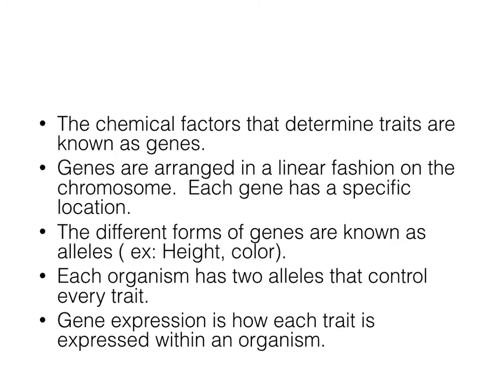The chemical factors that determine traits are known as genes. Genes are arranged in a linear fashion on the chromosome. Each gene has a specific location. The different forms of genes are known as alleles, and we're going to deal with alleles when we start talking about Punnett squares. So there are different forms of the traits, like tall and short, or in that last slide, green or yellow. You would have alleles for each of those. Each organism has 2 alleles that control every trait. Gene expression is how each trait is expressed within an organism.